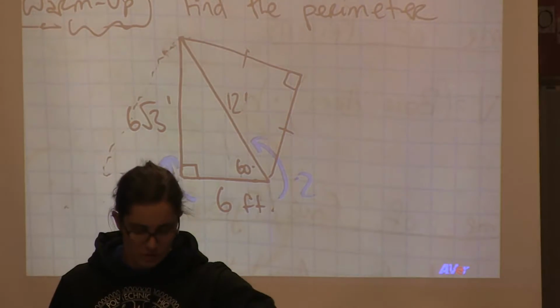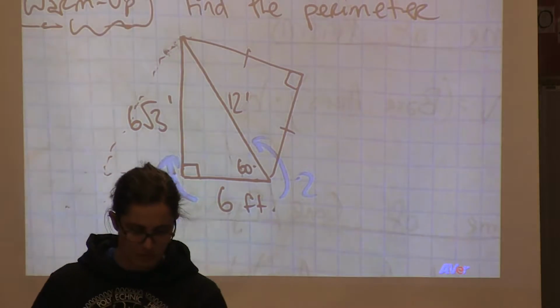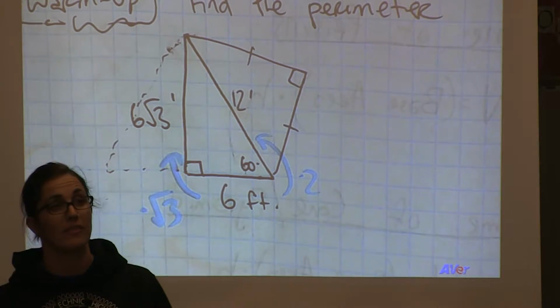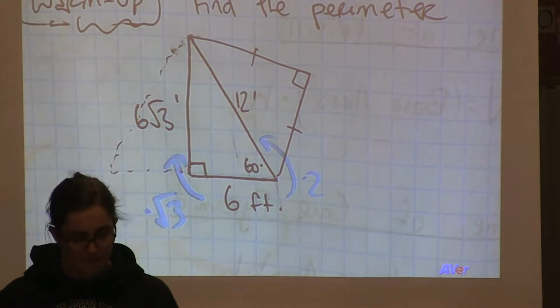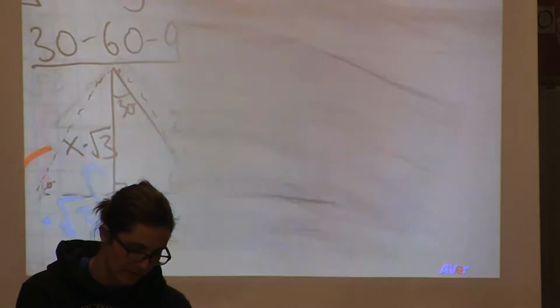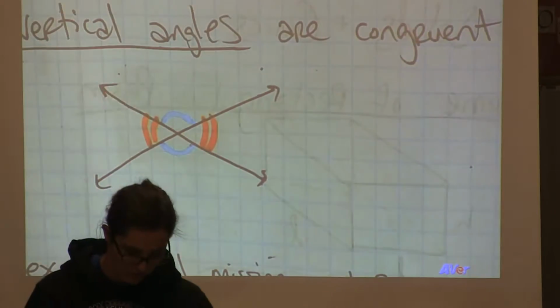And then you'll notice that this other triangle, and we want the perimeter, so I need all the sides. This other triangle is a 45, 45, 90 right triangle. And if you don't recall, you'd flip back to your notes.